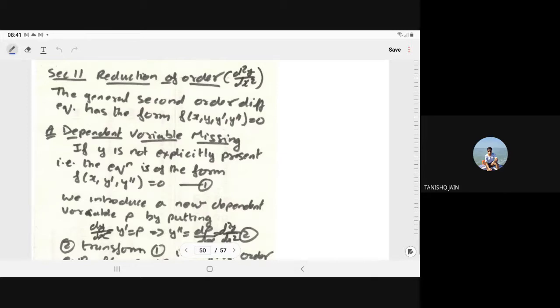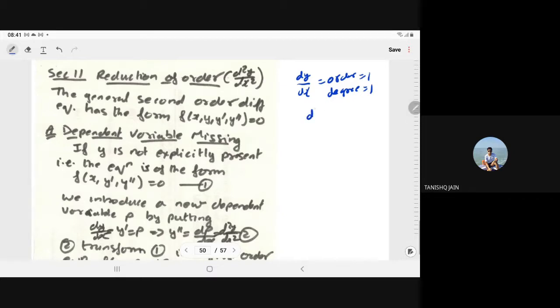Now, section 11, reduction of the order. Till now, in everything we have solved, we have had dy by dx, which means the order is equal to 1, and the degree is also 1. In general, we don't only have equations of order 1; we have higher order equations. So now we are extending to the higher order equation.